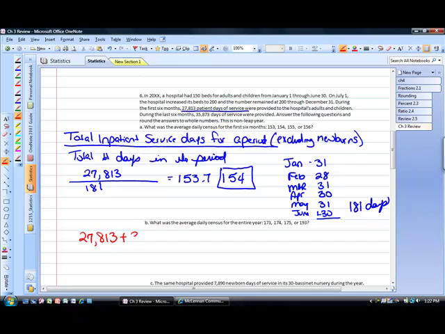27,813 to the 35,873, and use 365 as our total number of days in the period. We will get 174.5, which rounds to 175.